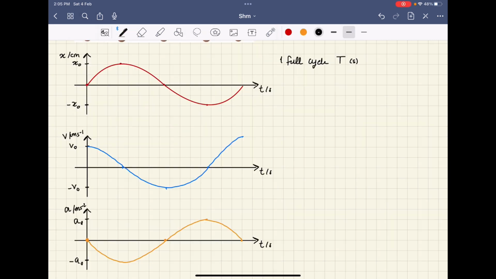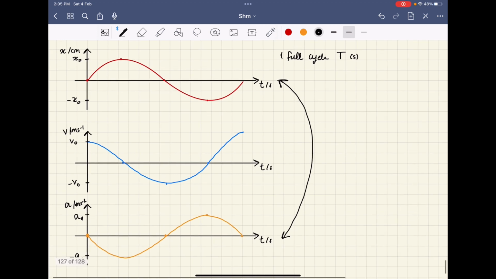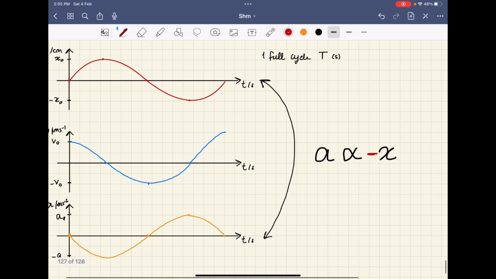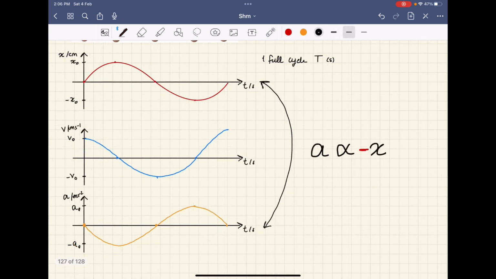Alright, look at this. Beautiful, isn't it? So what we can see is that these two graphs show us the same exact variation, so they're proportional, but acceleration is negative whenever displacement is positive. So this can show us that acceleration A is proportional to x, the displacement, but in the negative sense. Yay. Okay. Now let's draw this variation on a graph.